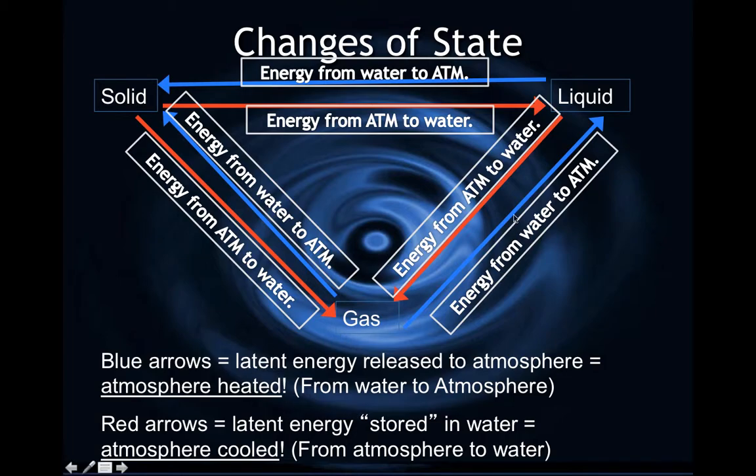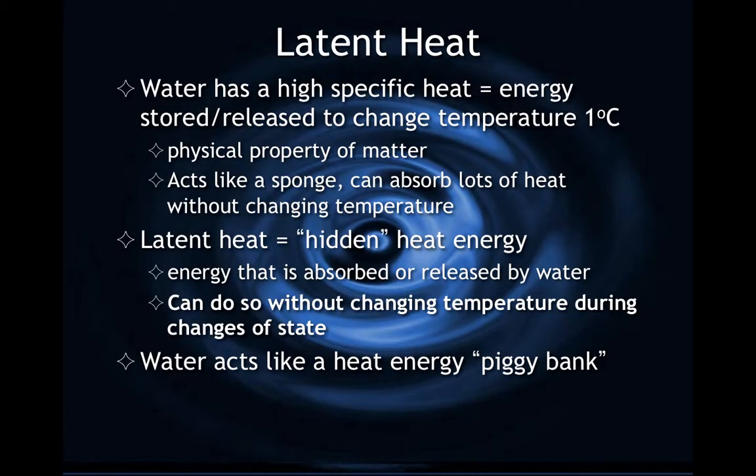So those blue arrows always mean that that latent heat is released to the atmosphere, and the atmosphere is heated just a little bit. The red arrows represent places where latent heat energy is stored in water and the atmosphere is cooled. And so in those cases, the atmosphere actually acts like a heat energy piggy bank. It stores that heat energy. Okay? So what is that latent heat again?